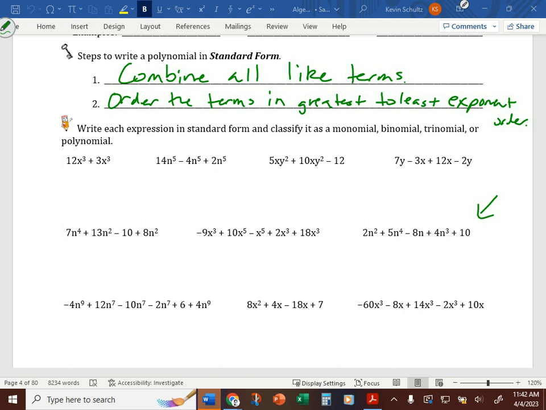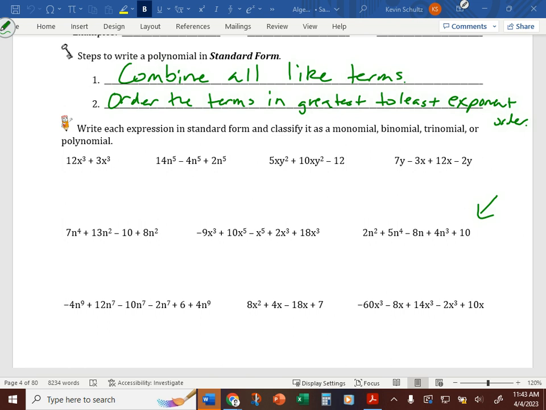Okay. We have 2n squared plus 5n to the fourth minus 8n plus 4n cubed plus 10. Are there any like terms that we can combine? All the n's. So why can't we combine all those n's, actually? Because they've got different powers, right? Same variable, same power in order for them to be combined.